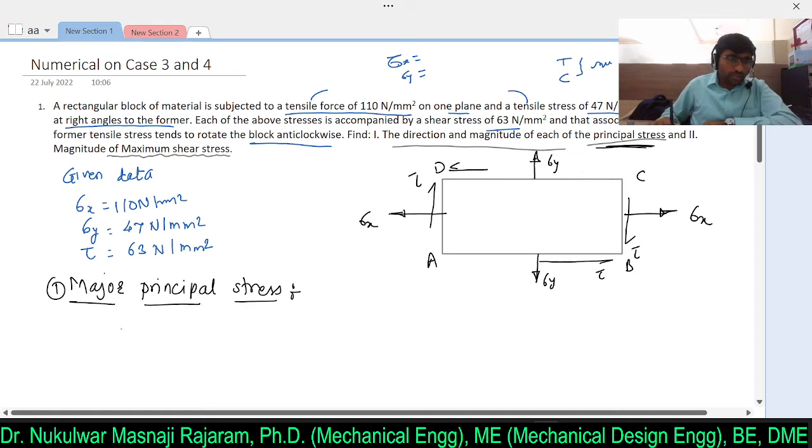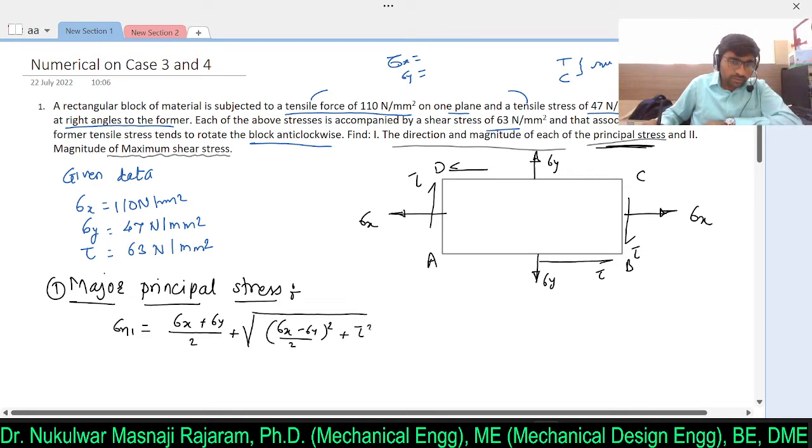So that will be equal to sigma n1, that is equal to (sigma x plus sigma y) divided by 2 plus under root of ((sigma x minus sigma y) divided by 2) whole square plus tau square. So how did this formula come? Go to the previous video, you will get the idea how the major principal stress formula came out. If you just put all the information in this formula, then we will get the major principal stress.